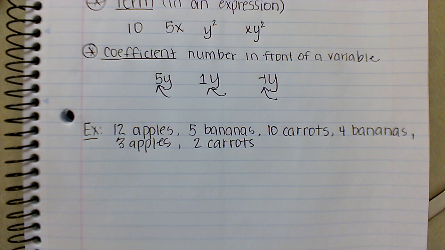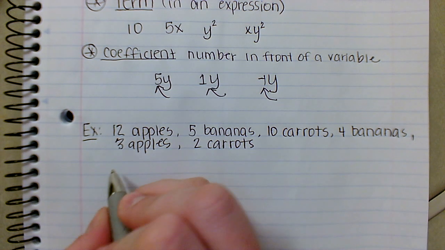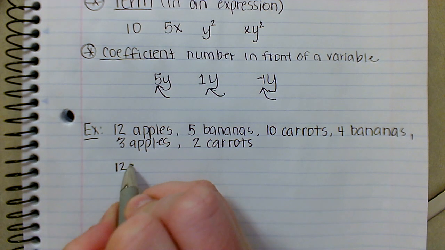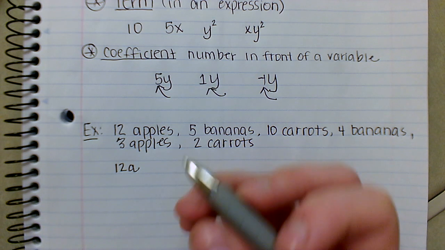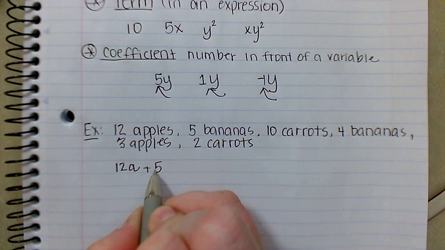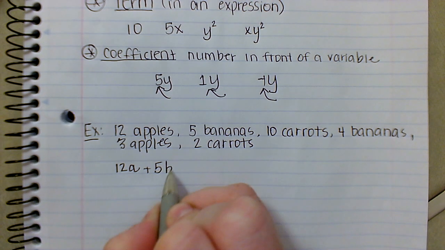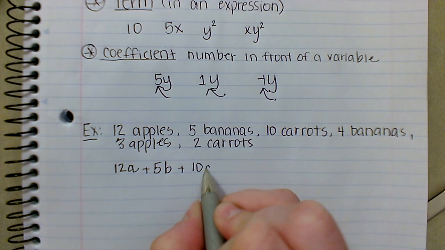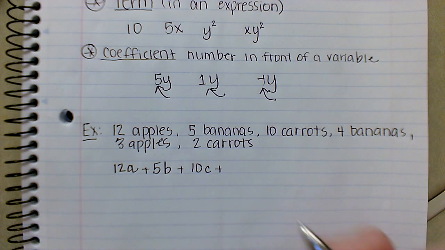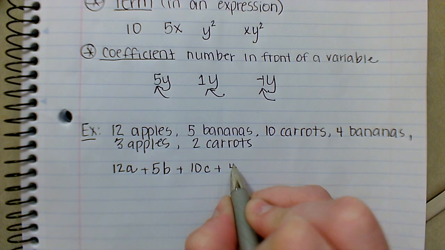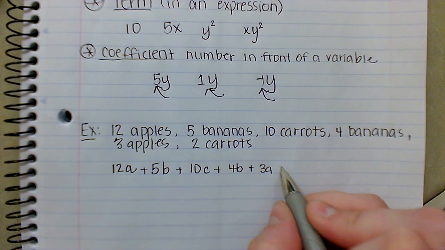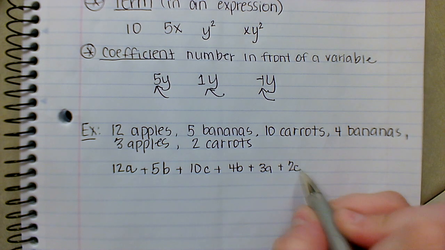And let's give each word one variable. So 12 what? Let's do A for apples. Alright, plus 5 B for bananas. Okay? Plus 10. Okay? Plus 4B. Plus 3A. Plus 2C. Okay.